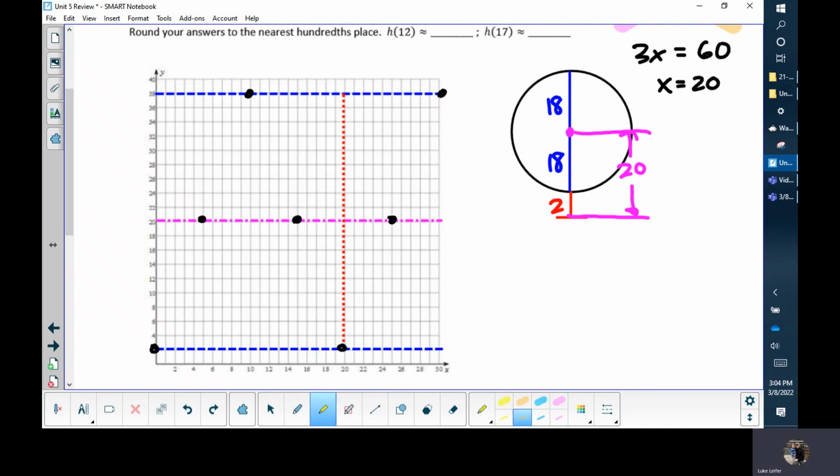So let me go ahead and graph it. It's going to look like this: up, down, down, connect, up, and boom. There's my graph.